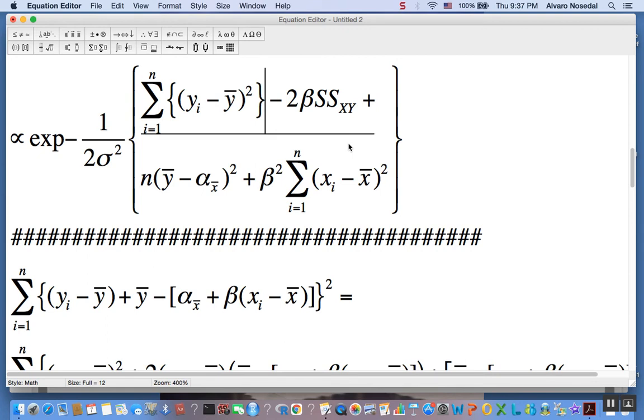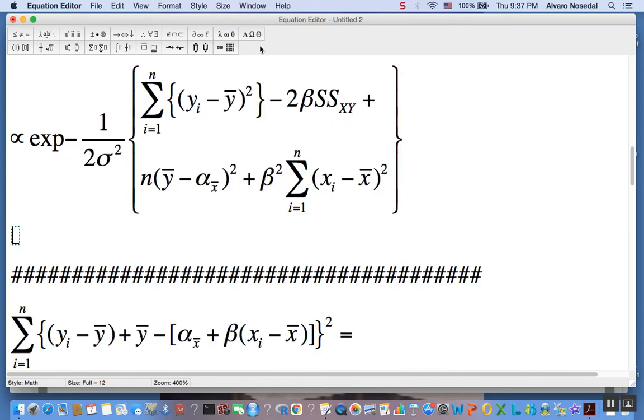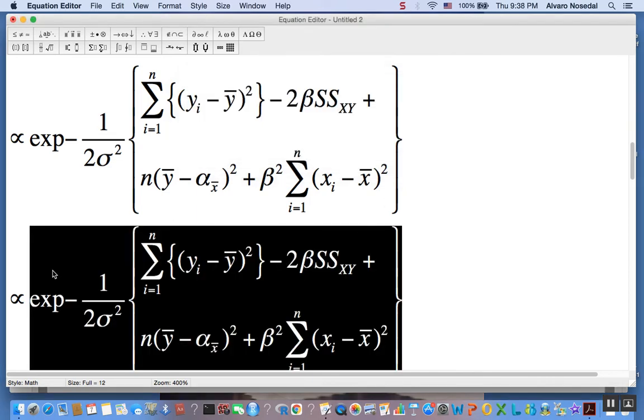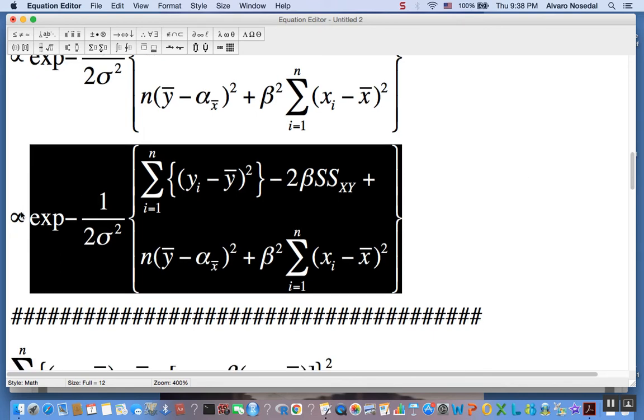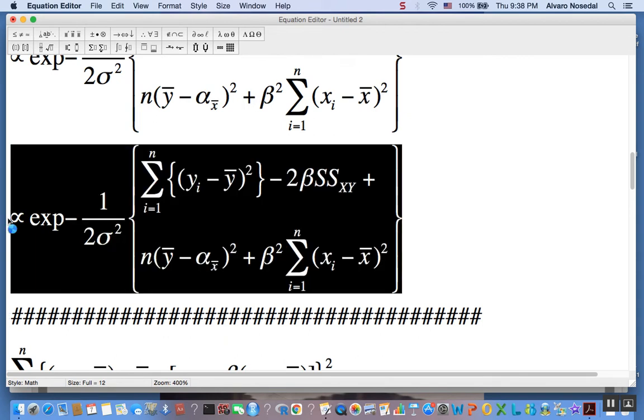So now, just as we had this notation for the summation of xi minus x bar times yi minus y bar as SSxy, right? We're going to have similar notation for the first summation that we have in that expression, okay? So let me copy paste this in another one.